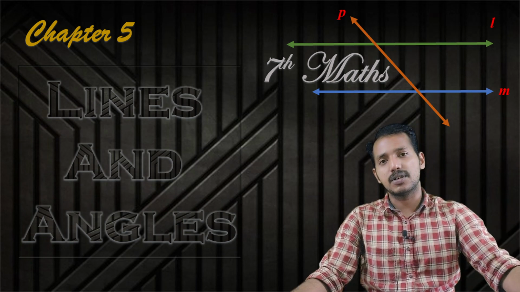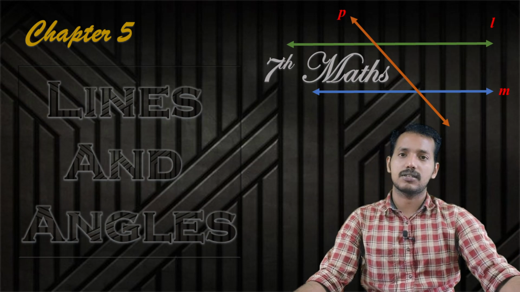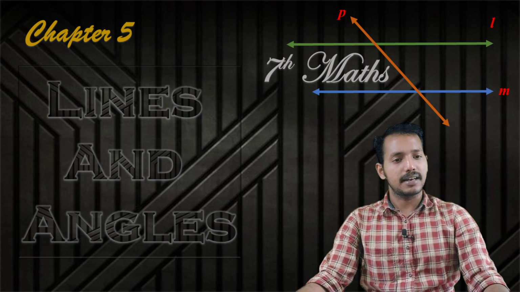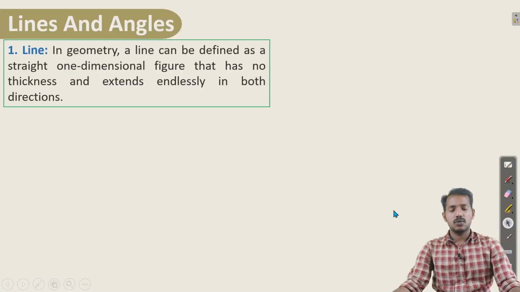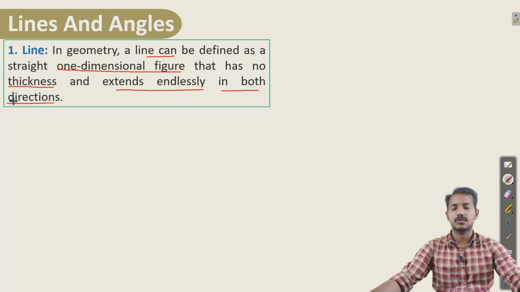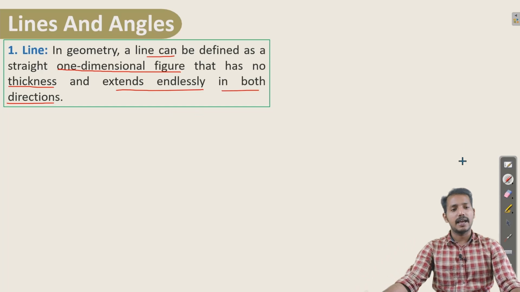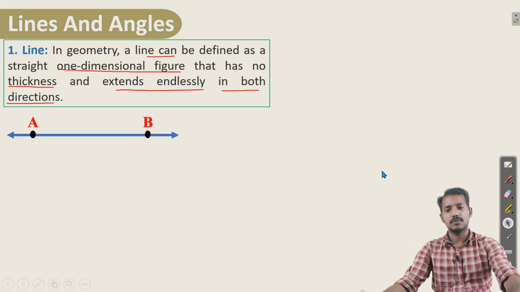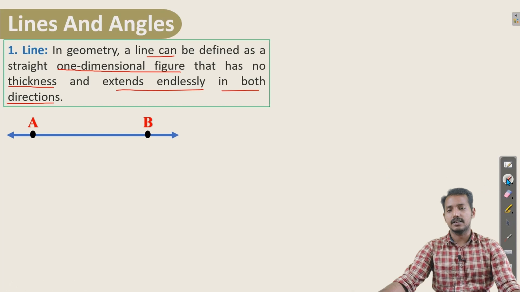First let's recall the basic terms we have learned in class 6 mathematics regarding lines and angles. First one is, what is a line? In geometry, a line can be defined as a straight one-dimensional figure that has no thickness and extends endlessly in both directions. That means a line doesn't have endpoints. See, here AB is a line. It is extended in both directions.